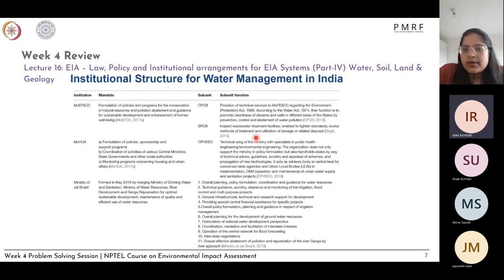And it also looks at the methods and treatments and utilization of sewage and related disposable methods. And then the second institution related to water management in India is the Ministry of Housing and Urban Affairs, MoHUA. So it has three key functions.